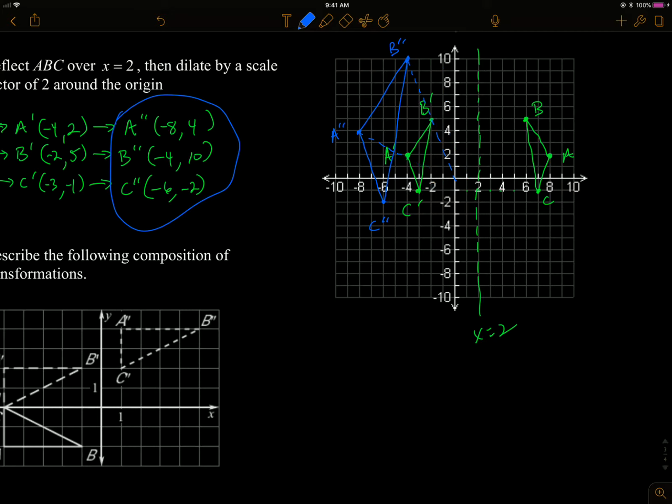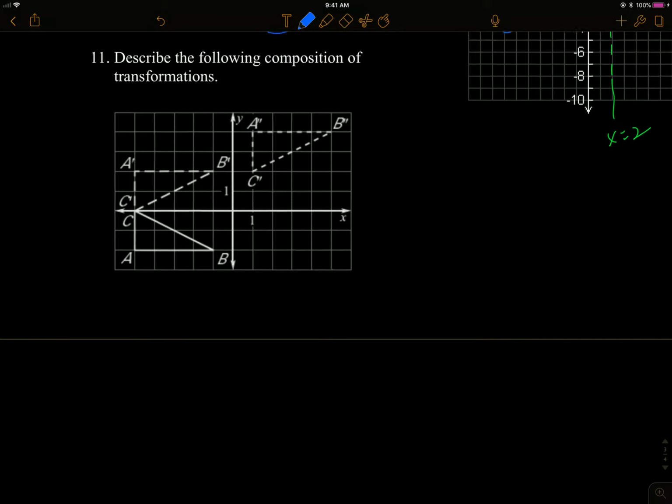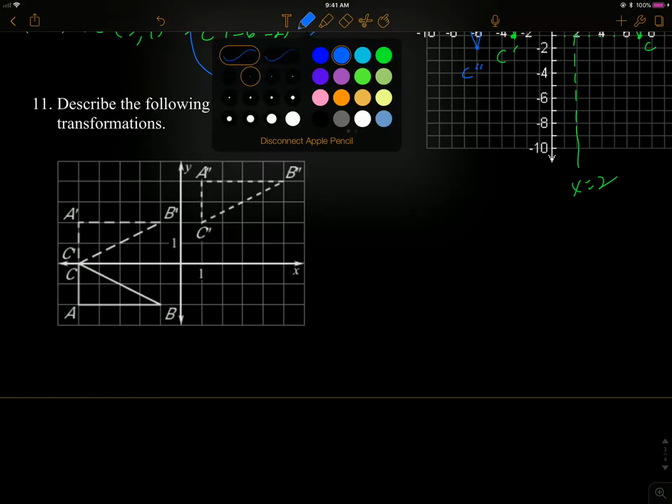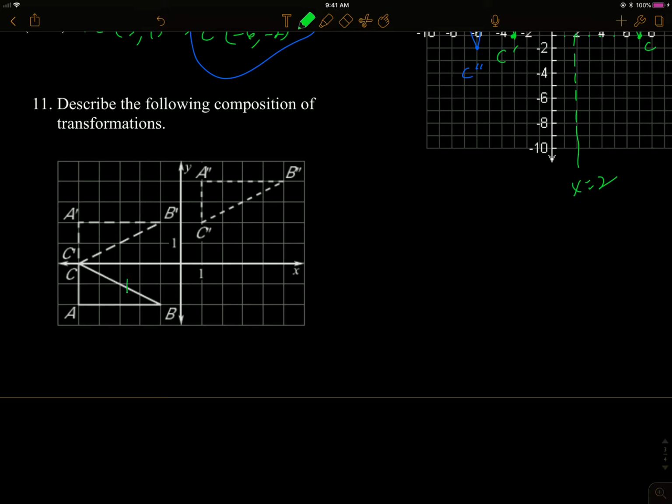Let's get rid of those dotted lines. It's looking a little confusing. All right, let's move on to the last one, number 11. Describe the following composition of transformations. We start at ABC. We do some type of transformation to get A prime, B prime, C prime. Then we do some other type of transformation to get to A double prime, B double prime, C double prime. That's going to be for you to do on your own.